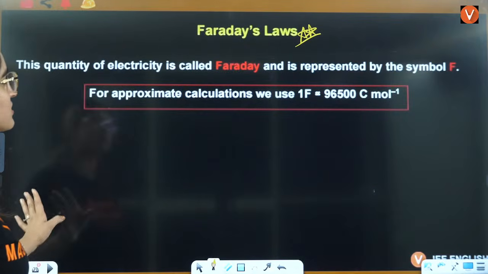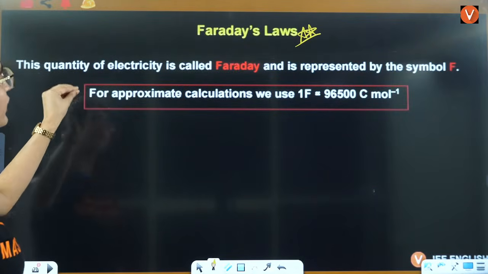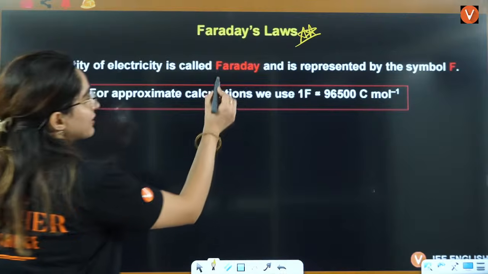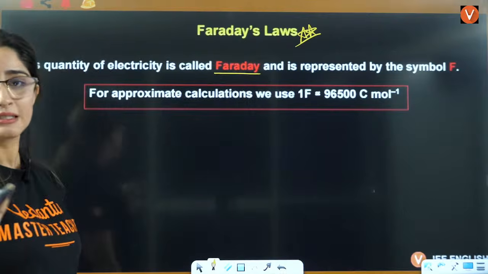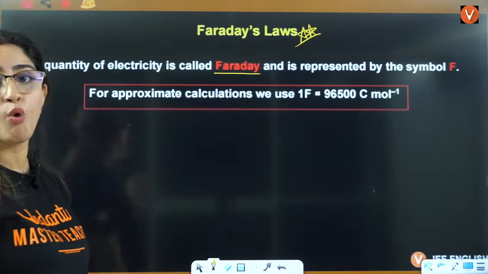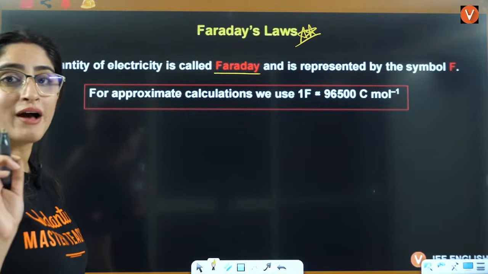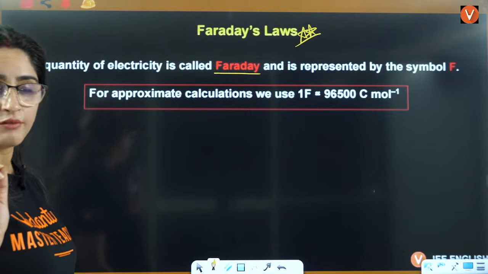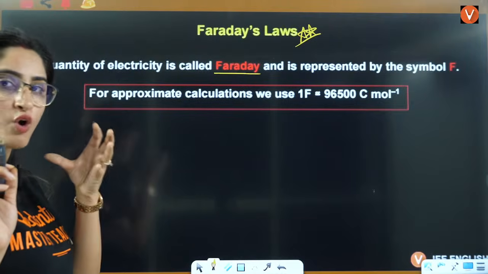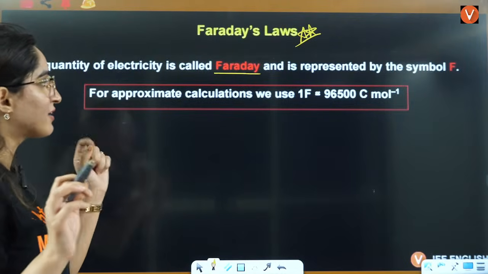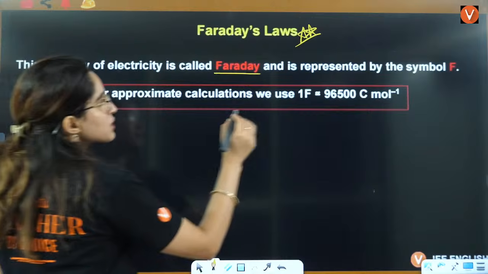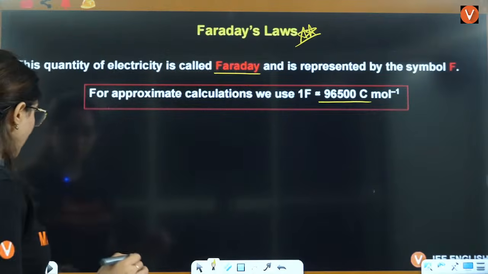Let's see this, Faraday's law. The quantity of electricity is called Faraday. The quantity of electricity that you have, that is called 1 mole of charge, the charge of 1 mole of electrons. That is called Faraday. It is represented by F. Its approximate value is 96500.